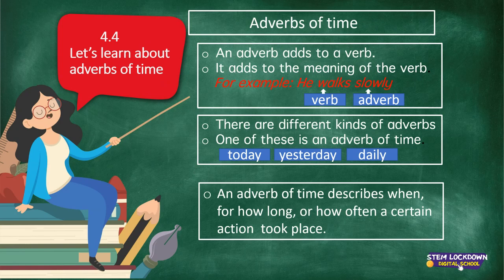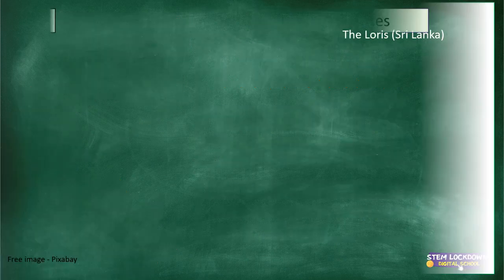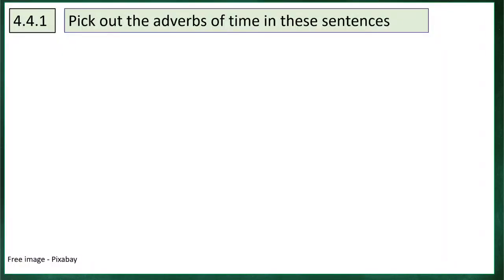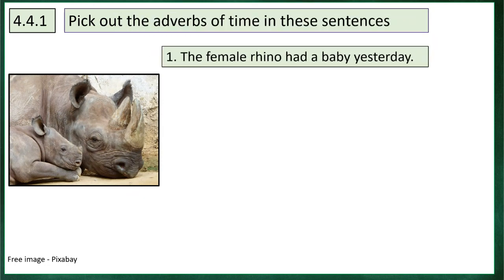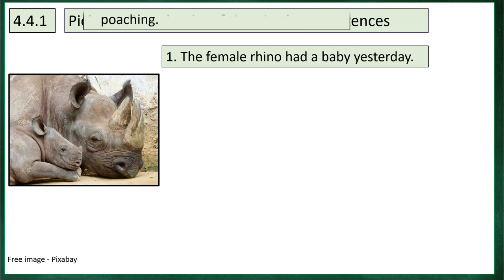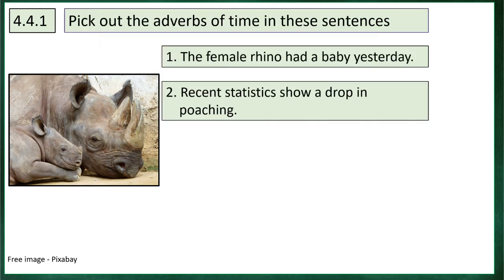So let's see if you can pick out the adverbs of time in these sentences. Right. I'll read them. We'll read them together and then you write down the adverb of time. The female rhino had a baby yesterday. Recent statistics show a drop in poaching. Which of those words is the adverb of time?